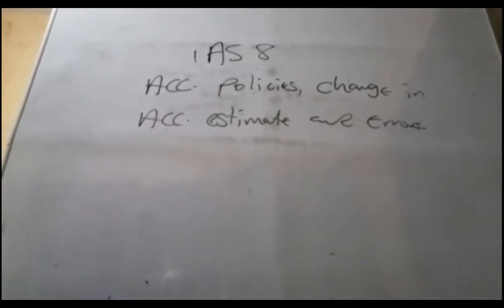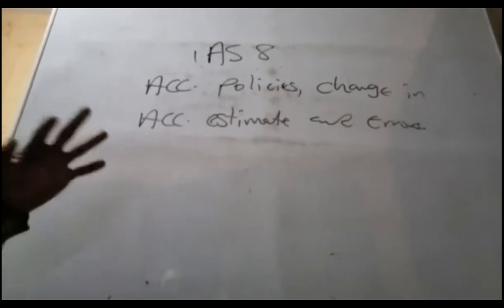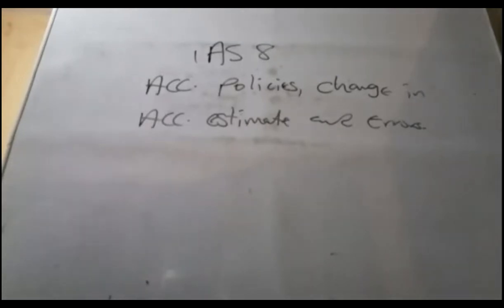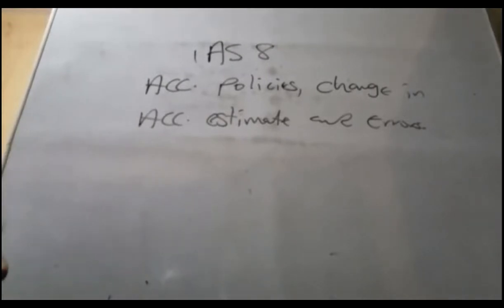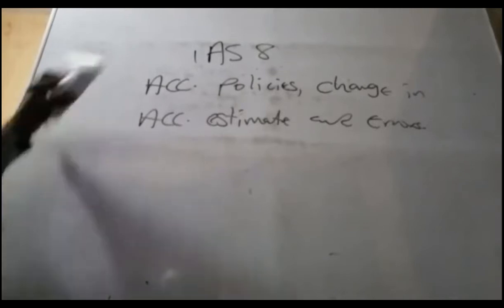Good. Basically, now, in summary, IAS 8 has four sections, and if you understand these four sections, that is all. Any question that comes under IAS 8 will be around those sections. So I'll just provide a summary of those sections, the key areas, before we go straight to the questions. Great. Now, the sections dealt with by IAS 8 are four.